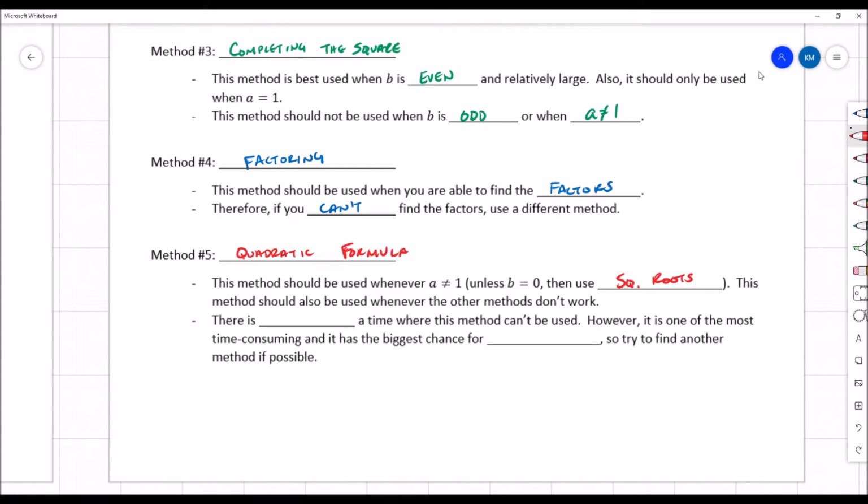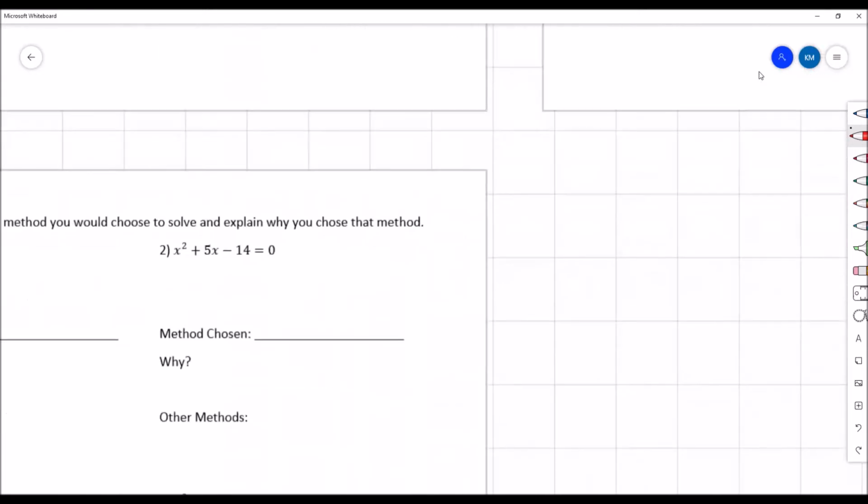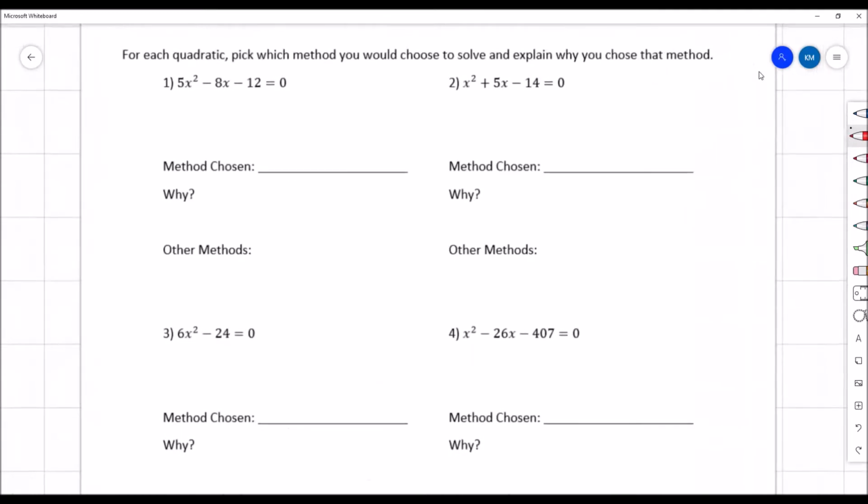The quadratic formula has to work. It either has to work or show that there's no solution. So, like I said, there's never a time that this method can't be used. However, it is one of the most time consuming, and has the biggest chance for mistakes or errors. So if you can find another method, it's probably going to be faster. But this one is going to be the, I'll say, trump card, that can't lose if you're doing it right.